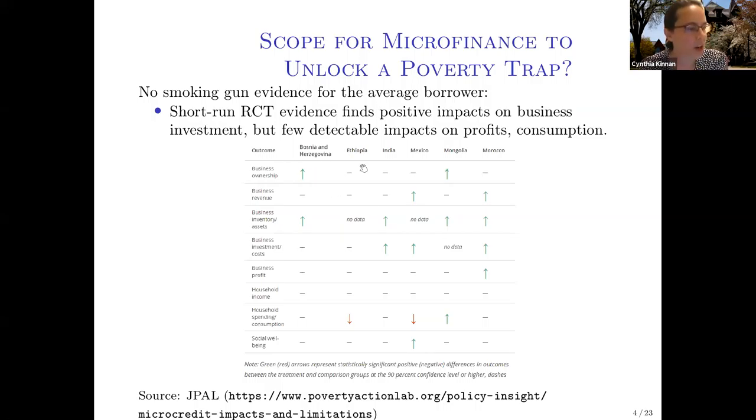So here we have, across the six different settings whose results were published in an issue of the AEJ Applied, a summary of some of the findings. You can see that across many of these findings, we find increases in business ownership and business assets. We find increases in business assets in all the settings where this is measured. But if we look at business profits in the short to medium term, only one of these six studies, the Morocco Al Amana study, found an increase in business profits, and none of the studies found significant increases in household income. So all this is to acknowledge that at least the short term evidence for average borrowers did not suggest that microfinance could lead to transformative growth for the average borrower.